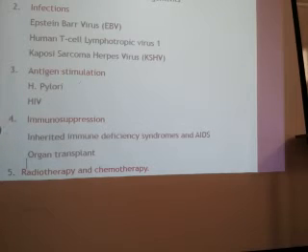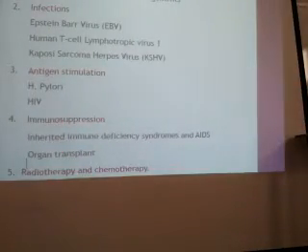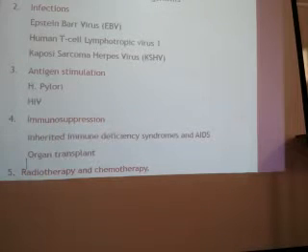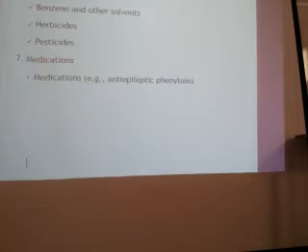Then continuous antigenic stimulation due to H. pylori, due to HIV. Then the use of pesticides, herbicides, use of some drugs like phenytoin, we use it as an anti-epileptic drug, or immunosuppression due to immunodeficiency syndrome, AIDS, organ transplant. All these factors are there. But here the most important is the genetic factors, translocations and gene rearrangements. These are the chemicals which can cause it: benzene, other solvents. Medications also sometimes.